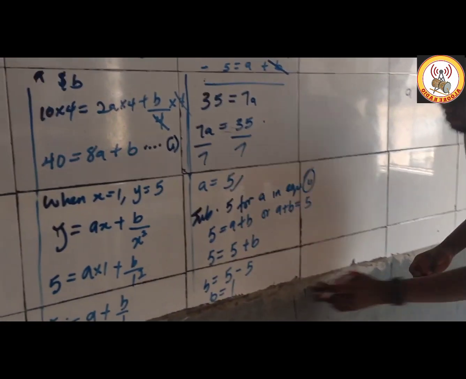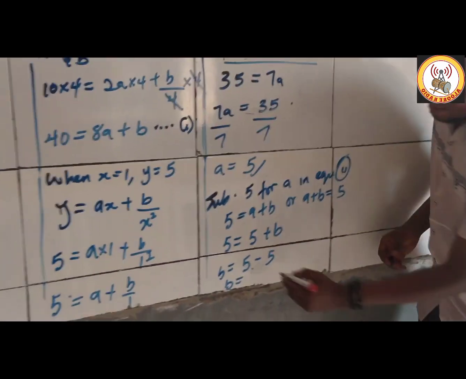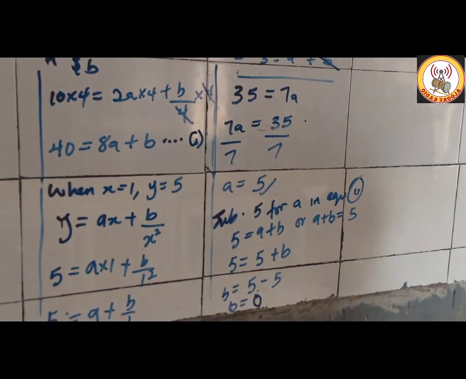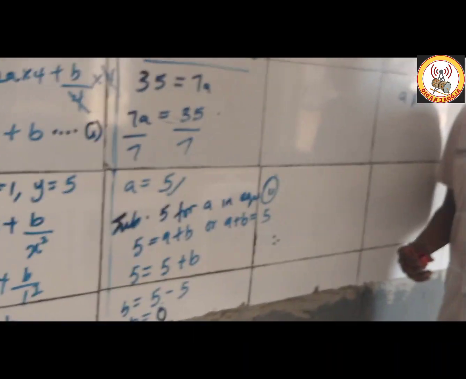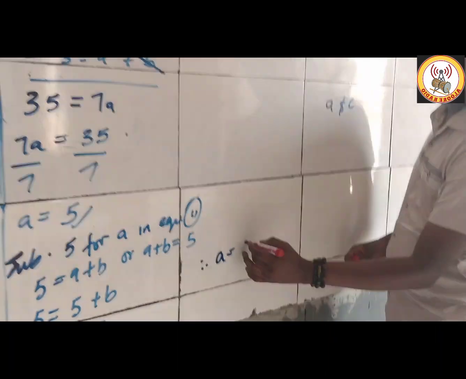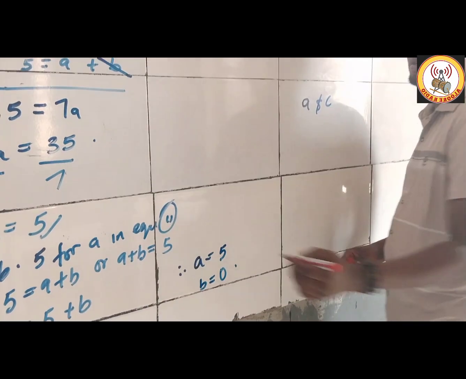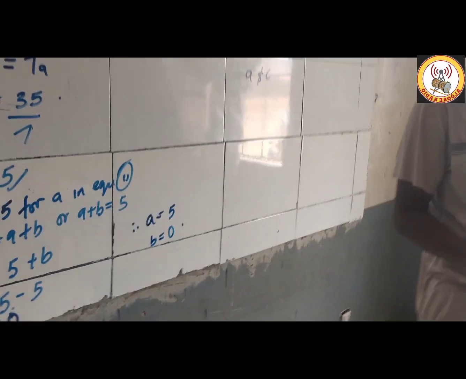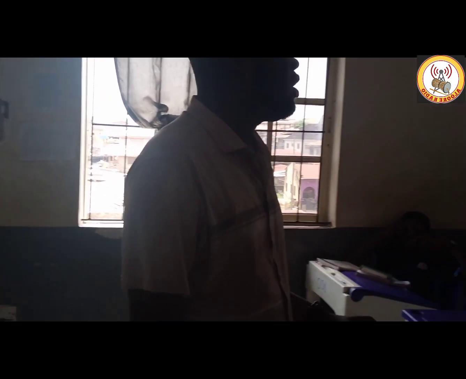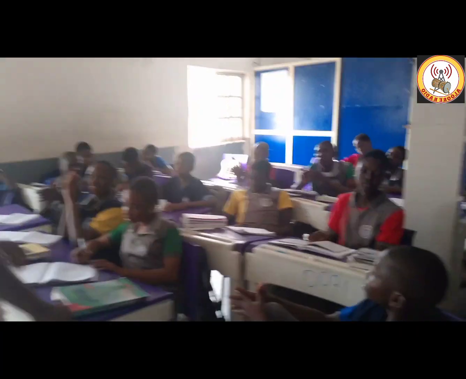Our b equals 0. Sorry, Mrs. Emma, you are correct. So now our constant a equals 5, and our b equals 0. So that's all about partial fractions. Clap for him.